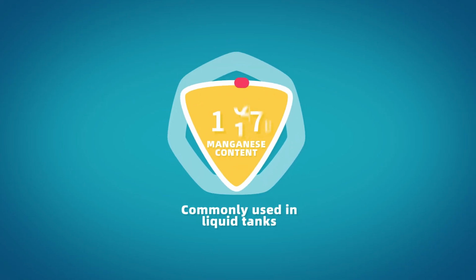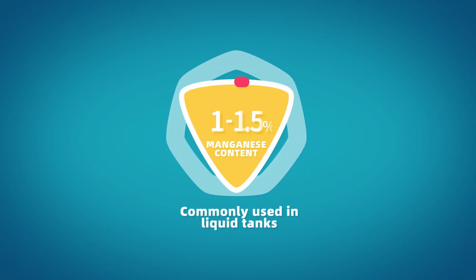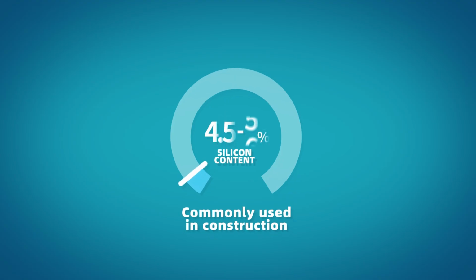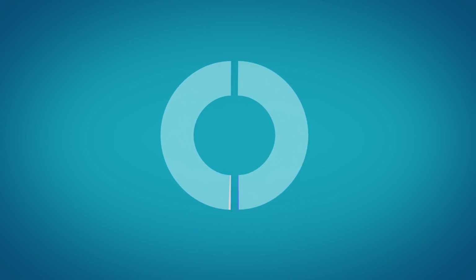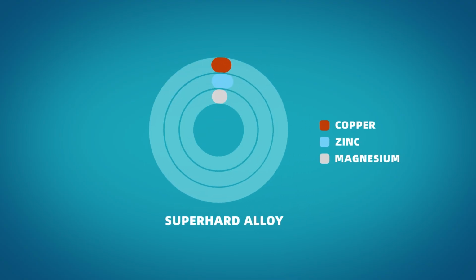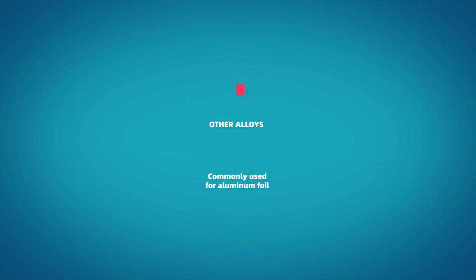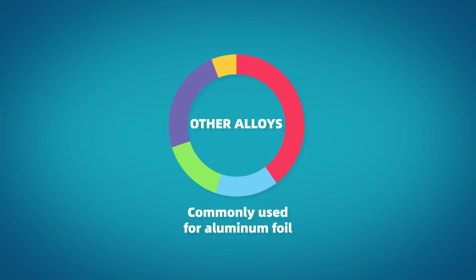3 series, aluminum manganese alloy. 4 series, aluminum silica alloy. 5 series, aluminum magnesium alloy. 6 series, aluminum magnesium silica alloy. 7 series, aluminum zinc alloy. 8 series, other alloy systems.